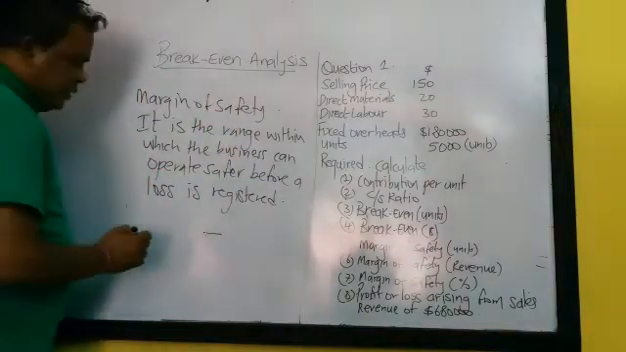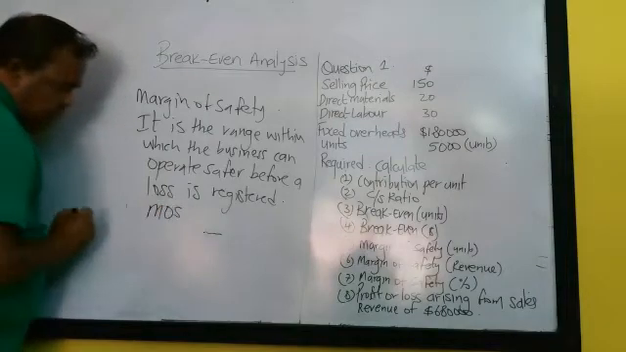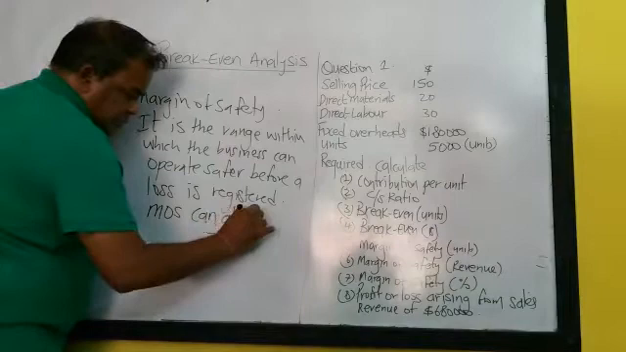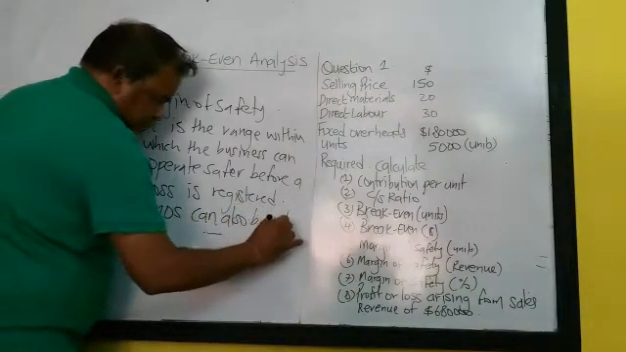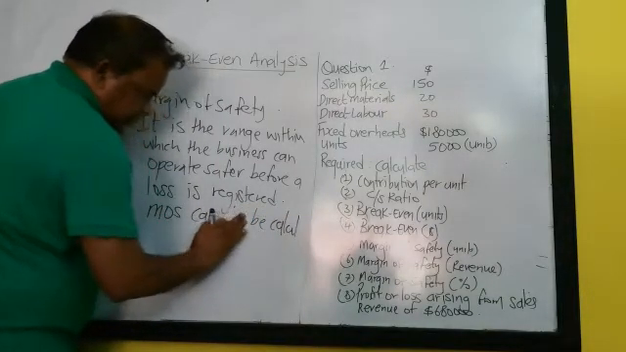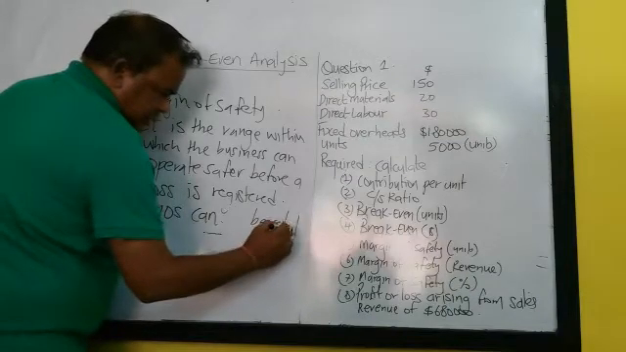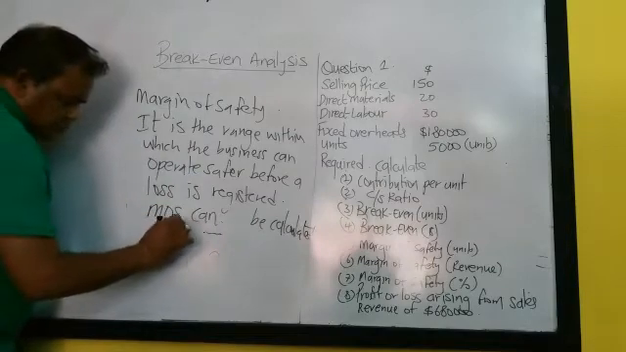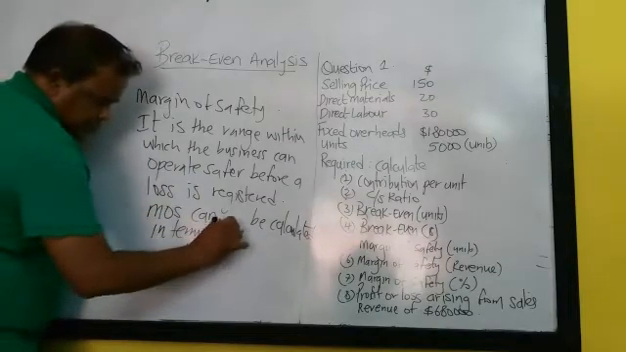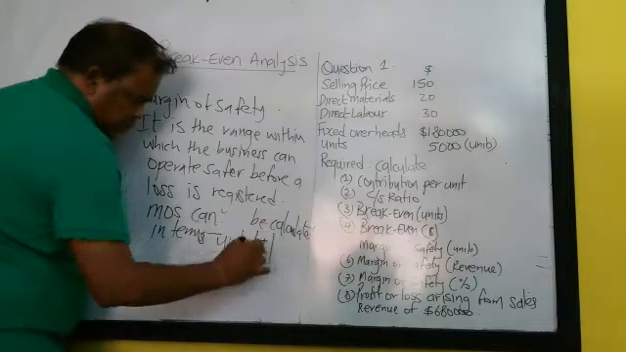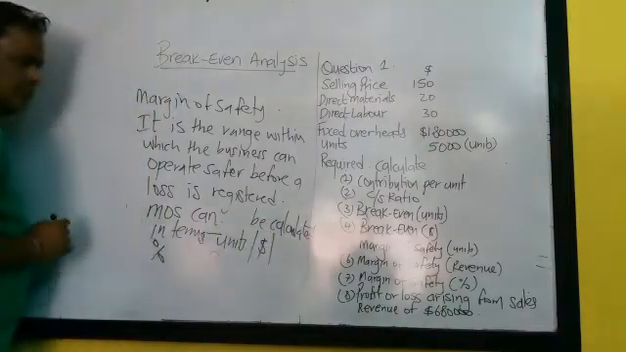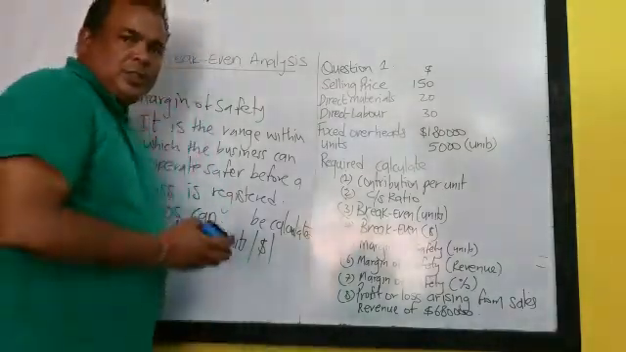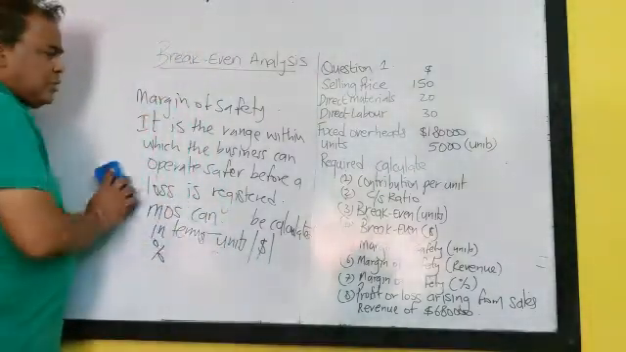But margin of safety, or what we call MOS, can also be calculated in terms of units, revenue, or as a percentage.